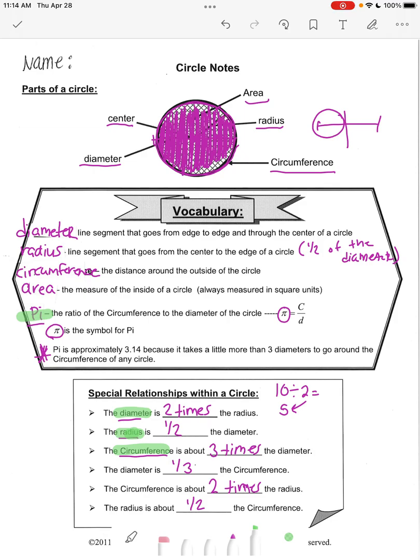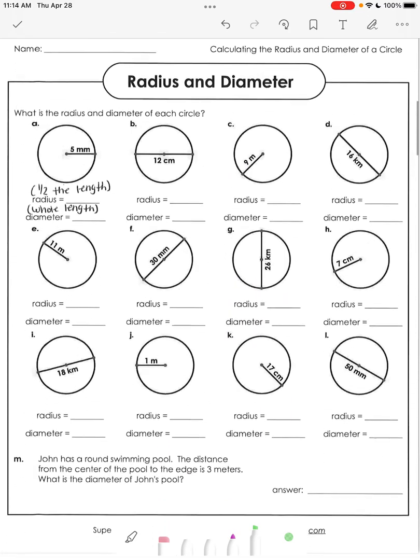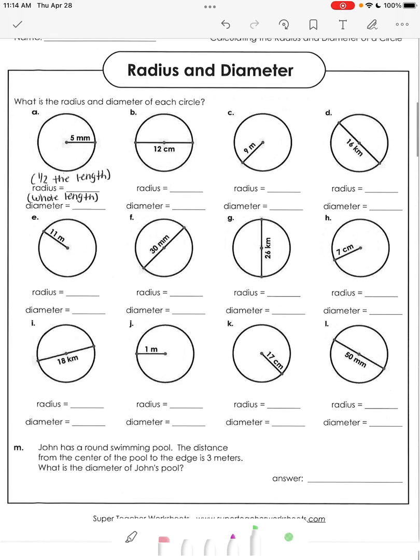Okay, again, if you need to take time to jot some of this stuff down, go ahead and pause the video, and then when you are ready, you can go to your next page.